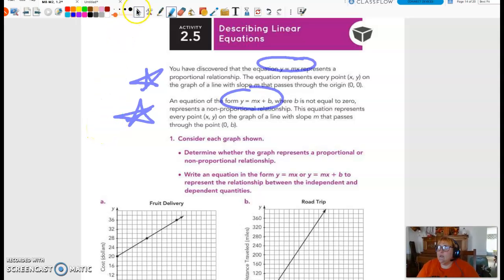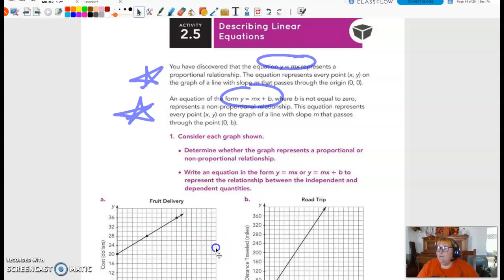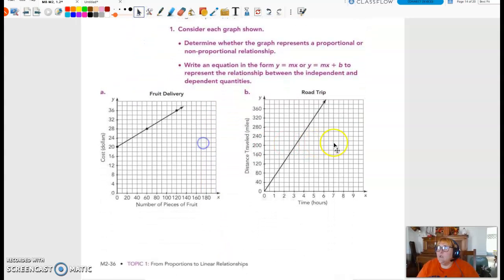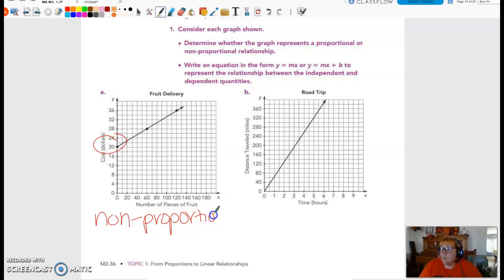So it asks us to take a look at these graphs down here. So I'm going to slide these up. Again, feel free to pause at any time. Determine whether the graph is proportional or non-proportional, and then write an equation. So first of all, this is starting at 20. So it is non-proportional. Okay? We know that we have to do y equals mx plus b. So we have to find our slope, x plus our starting amount. We're starting at 20. Now we need to find our slope.